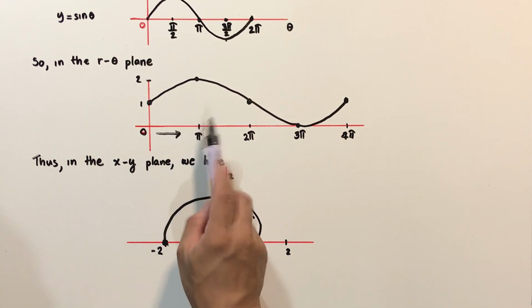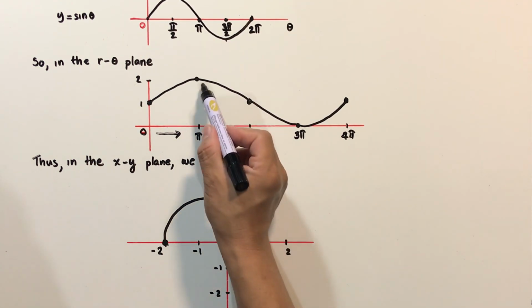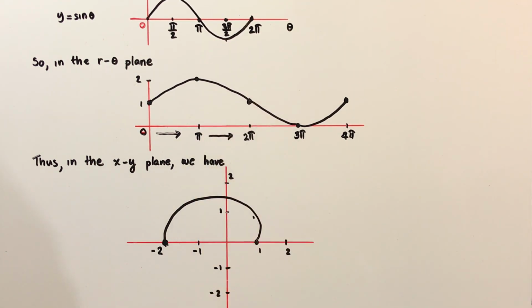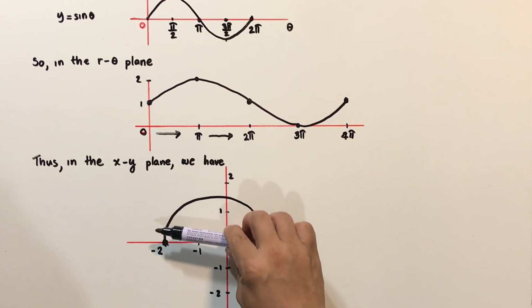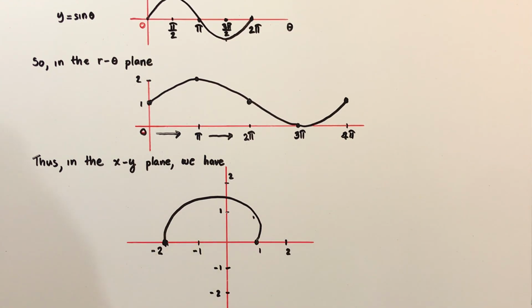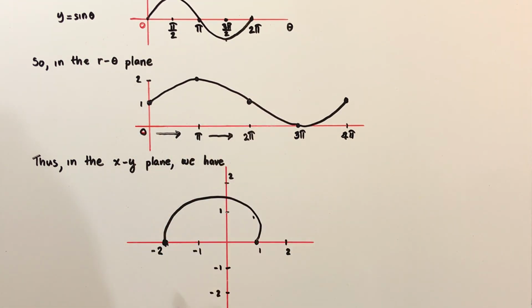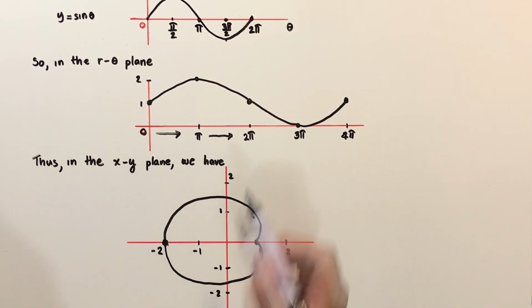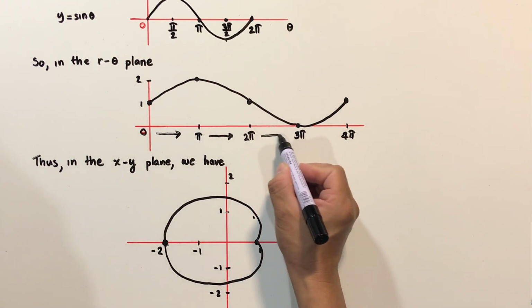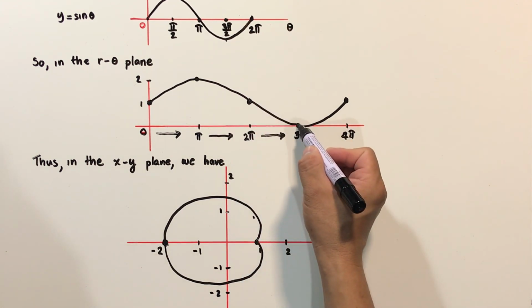And then from pi to 2 pi, the height decreases from 2 to 1. So here, from pi to 2 pi, the radius decreases from 2 to 1. So it has the same behavior as from 0 to pi, but the only thing, it's not increasing, but it's decreasing here. So from 2 to 1. And then as it moves from 2 pi to 3 pi, the radius is from 1 to 0.